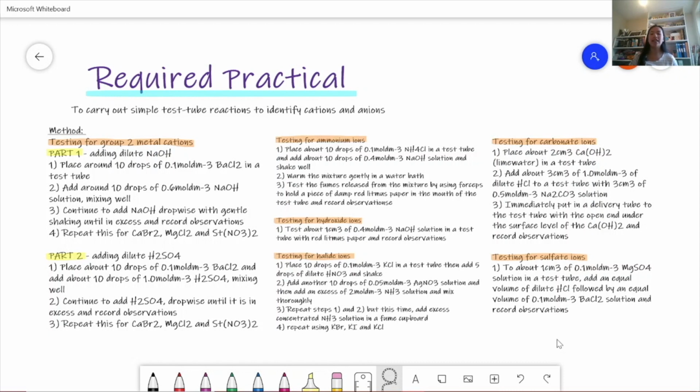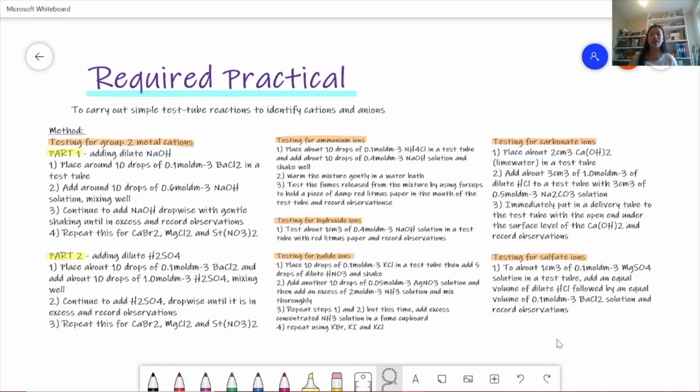Everything that's highlighted in orange are the different experiments that we're going to do. For the first experiment, we've got two parts. The first is adding dilute sodium hydroxide, and the second part is to add dilute sulfuric acid. For part one, the first step is to place around 10 drops of barium chloride into a test tube, and then you add around 10 drops of sodium hydroxide into that solution, and you mix that really well. You then continue to add sodium hydroxide dropwise with gentle shaking until the sodium hydroxide is in excess.